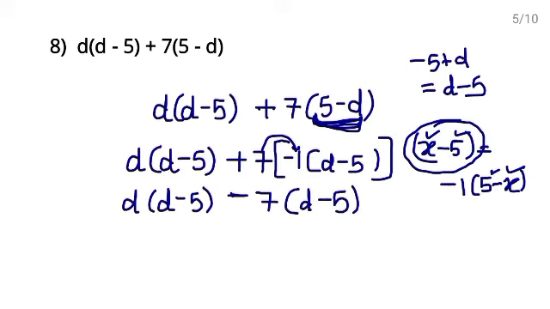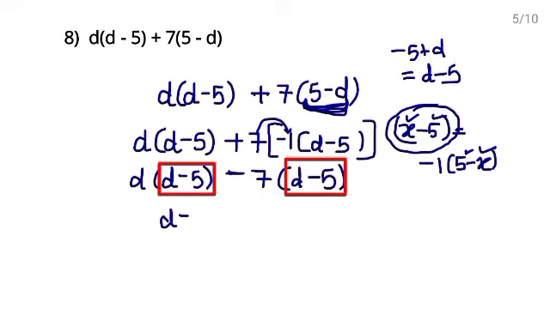Now this and this is the common binomial factor, so take it outside the bracket. d minus 5 we have taken outside the bracket. Now we have d minus 7. So this is your answer.